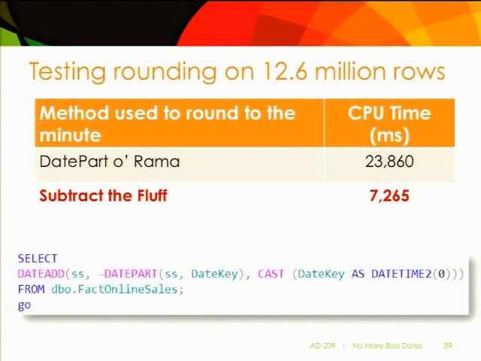My second attempt was much faster. I call this one the subtract the fluff method. What I did first is I converted to a date time 2 to get rid of all those partial seconds so I didn't even have to worry about them. And then I was just going to the minute level, so I just needed to figure out how many seconds were on each value and subtract the seconds to get to the minute. This was considerably faster, right? We went down to 7,265 CPU seconds.